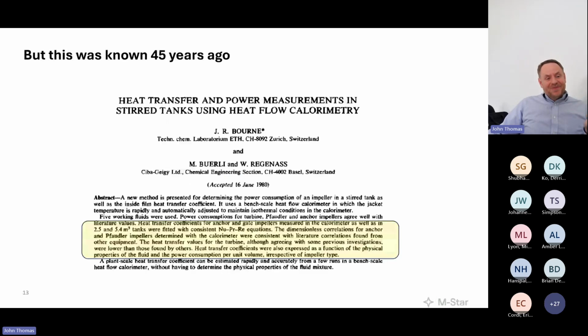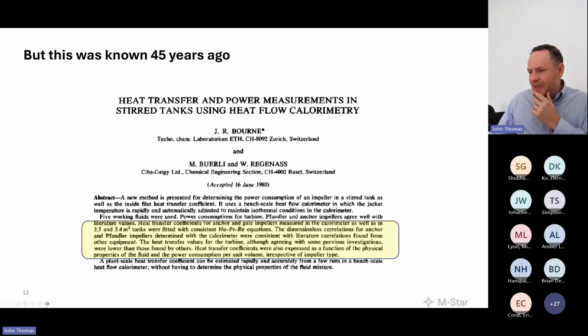What's interesting, though, is that this idea that we could use energy dissipation to predict heat transfer, remember I mentioned this kind of gets resurrected every 10 years, was published 45 years ago. So years ago, people were understanding this. They just couldn't do it in the simulation context. Years ago, we had researchers developing convective heat transfer coefficients using the trinity of Nusselt, Prandtl, Reynolds to predict an impeller-specific convective heat transfer coefficient for a vessel.